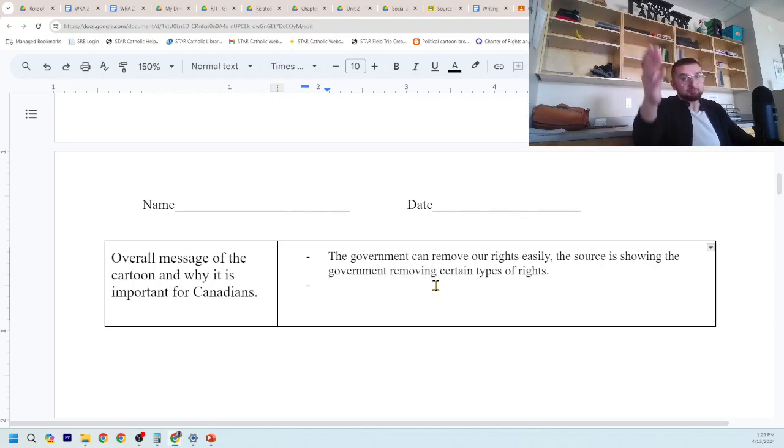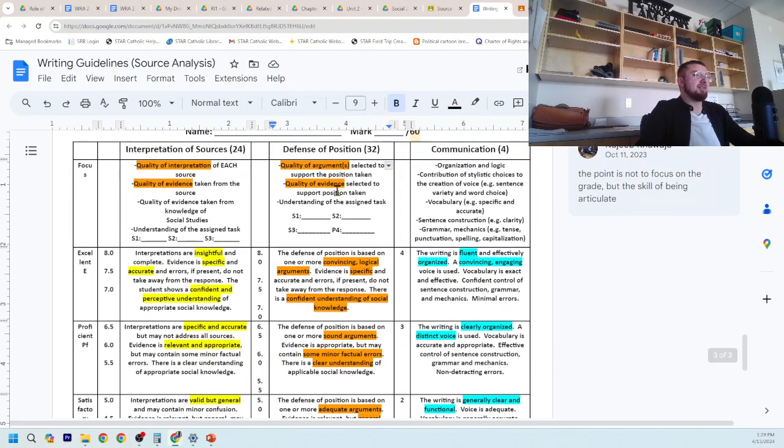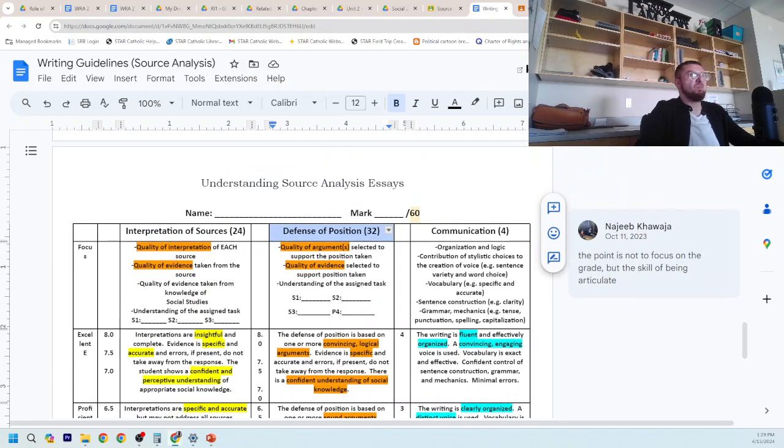But for some people, we don't like that either. I didn't really like math. I struggled with it. Social studies, there's potentially 10 responses that are correct. Going back to the rubric here, it's just a matter of how you defend your interpretation of the source.